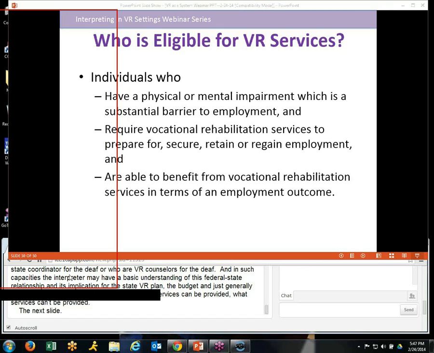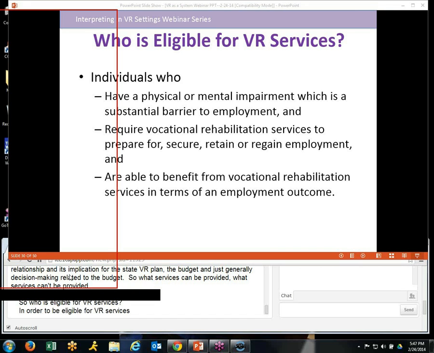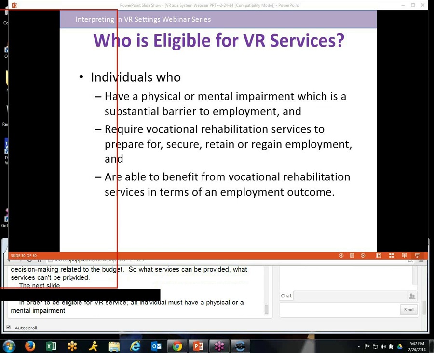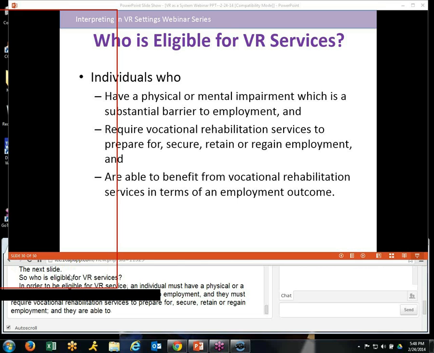So who's eligible for VR services? In order to be eligible for VR services, an individual must have a physical or mental impairment which is a substantial barrier to employment, and they must require vocational rehabilitation services to prepare for, secure, retain, or regain employment. And they must be able to benefit from VR services in terms of an employment outcome.